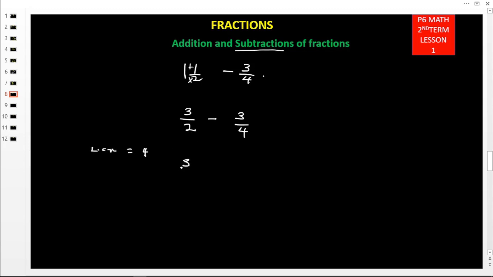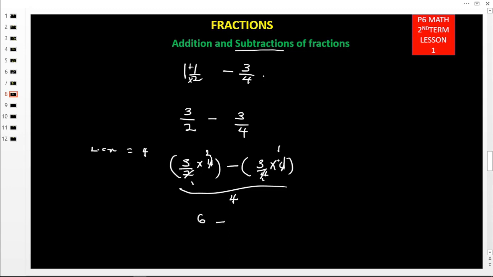Then we shall now have 3 out of 2 times the total parts, that is 4, then minus 3 out of 4 times the total parts, that is 4, out of our total parts, which is 4. 2 into 4 is 2, then 4 into 4 is 1. 3 groups of 2 is giving us 6, minus 3 groups of 1, we get 3 out of 4. Remember we are subtracting, so 6 minus 3 gives us 3 out of 4.